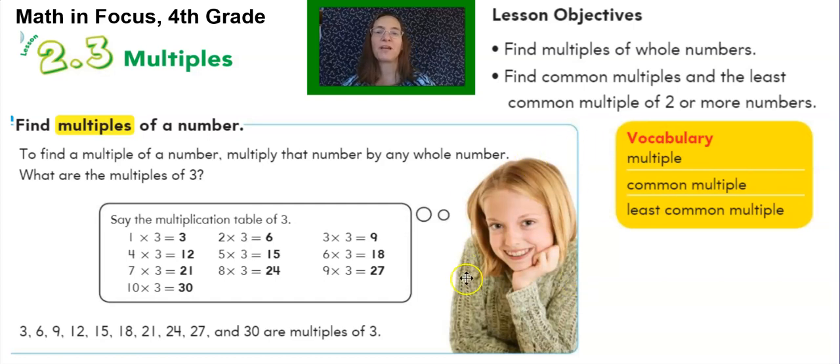So this young friend is sharing with us the multiples of 3. And if we read them off here, you can hear the first 10 multiples of 3. 3, 6, 9, 12, 15, 18, 21, 24, 27, 30.